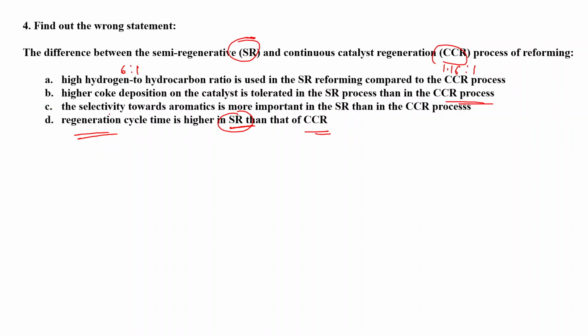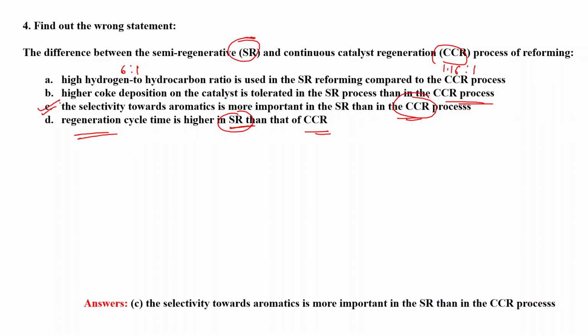Whereas the third statement, which tells the selectivity towards aromatics is more in case of SR, is wrong. The selectivity towards aromatics is more in the case of CCR. Okay. So the wrong statement is that the selectivity toward aromatics is more in SR. It is more in the case of CCR. Okay.